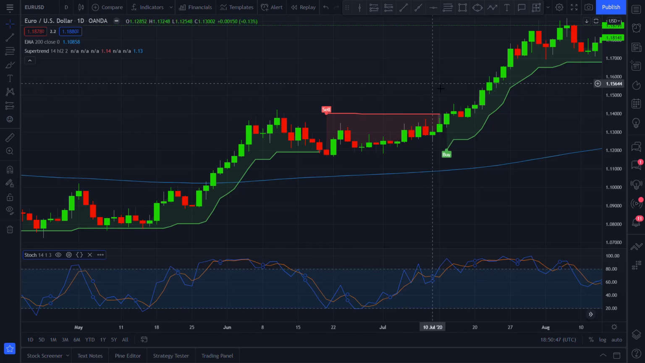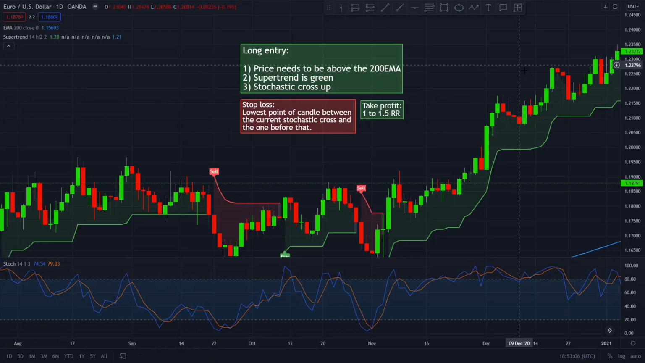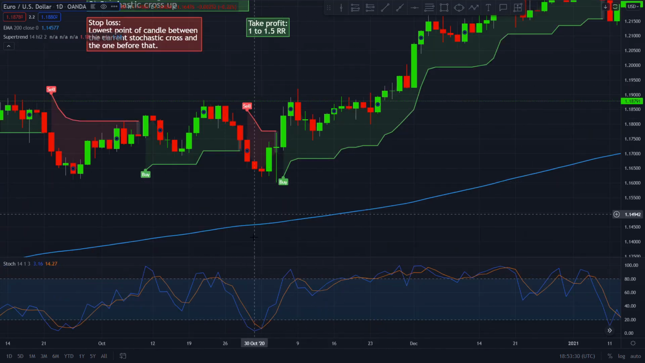And now, let's see a long entry. The rules for a long entry are as follows. First, you need the price to be above the 200 EMA. The second one is you need the Supertrend to be green. And third, you need the stochastic to cross up. Now let's see where we get an entry. If you take a look down on this price action, you see that we are above the 200 EMA. Here we have a green Supertrend, and now we just wait for a stochastic cross up. As you can see on this candle, we get a stochastic cross up, so it's going to be a valid long entry.